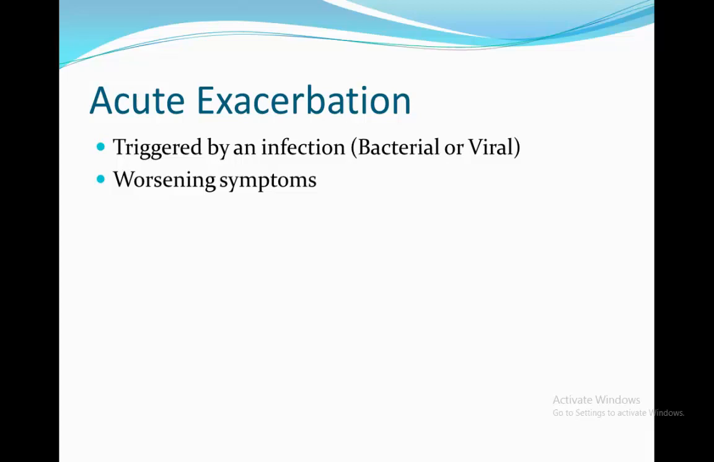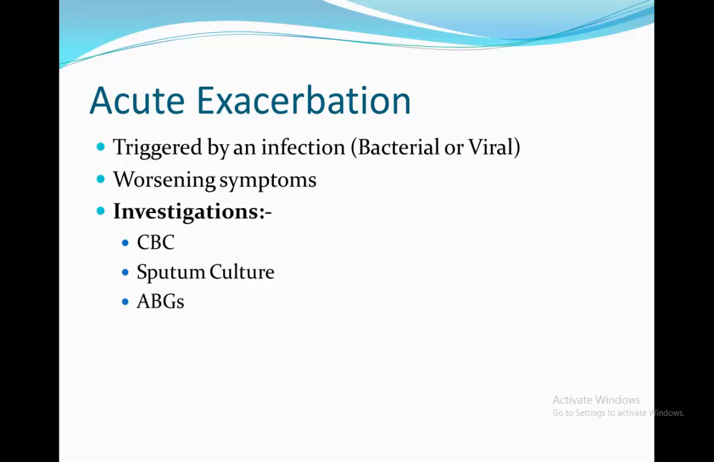Their usual symptoms would have worsened, so they'll have more productive cough, severe shortness of breath, tachypnea, more prominent use of accessory muscles, etc. We'll need to request CBCs looking for raised white blood cells, and if there's purulent sputum, we'll do a sputum culture looking for an infection like pneumonia. We'll do ABGs focusing on the partial pressure of oxygen to see if they need any supplemental oxygen. In chest X-ray, we'll look for pneumothorax or an infection.